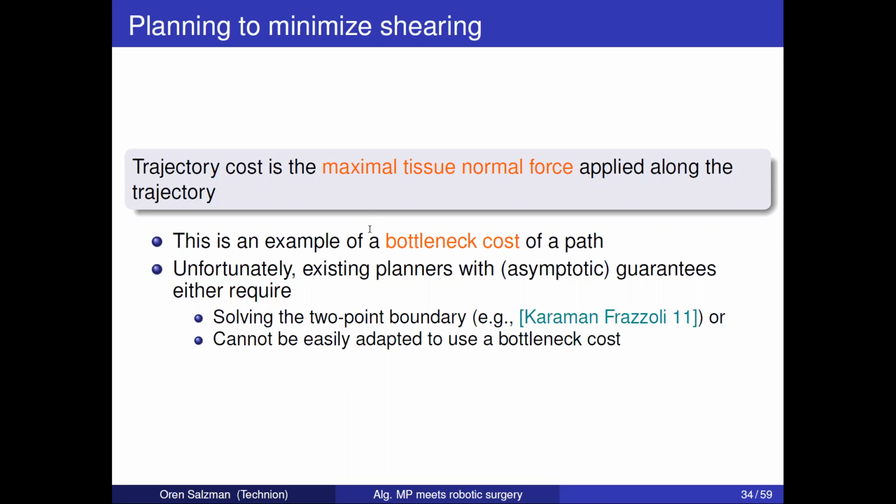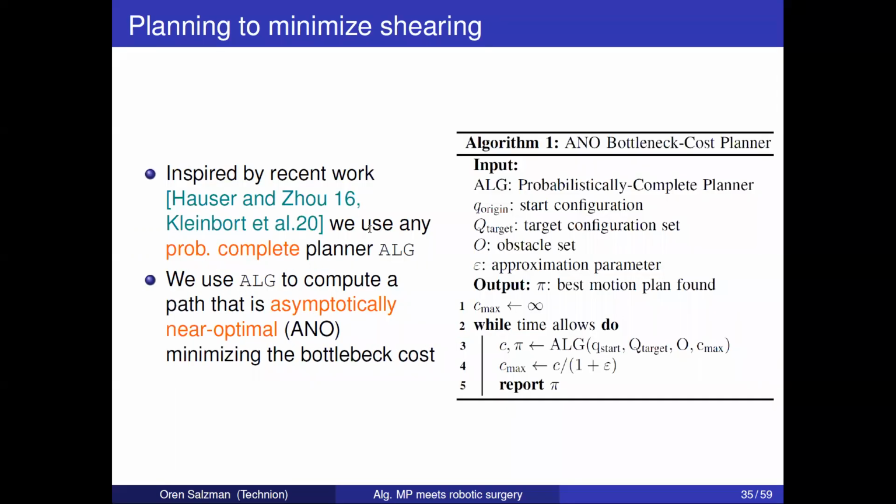And here we applied a very, very simple trick. It's so simple that I need one slide to show the algorithm, and I can explain the entire algorithm and you can prove it very trivially. And the idea is, in order to solve the bottleneck costs problem, we can apply any probabilistically complete planner. And instead of giving an optimal solution, we're going to give an asymptotically near optimal solution. So for any given approximation factor epsilon, our algorithm asymptotically is going to converge to a path that is at most 1 plus epsilon times the cost of the optimal solution.